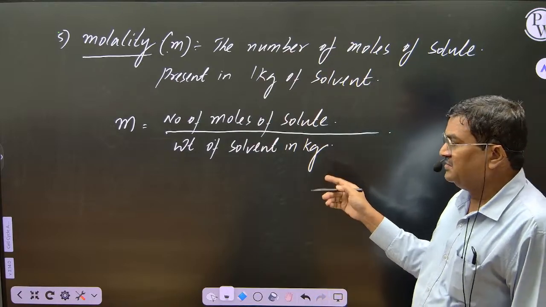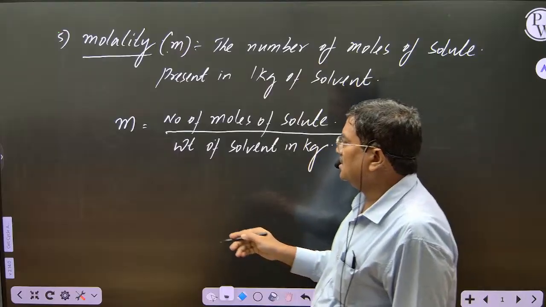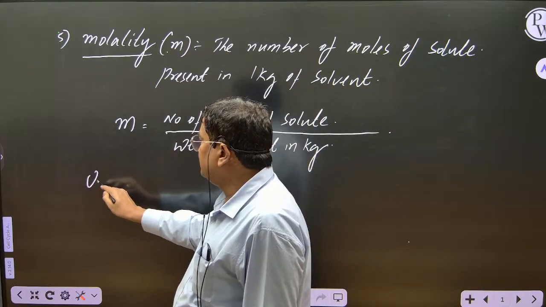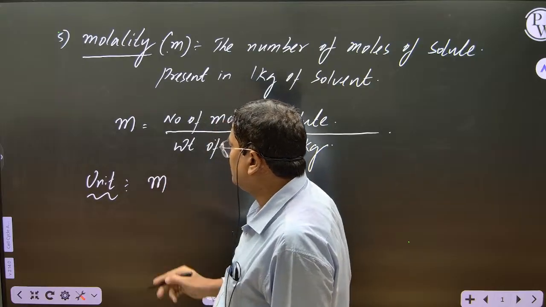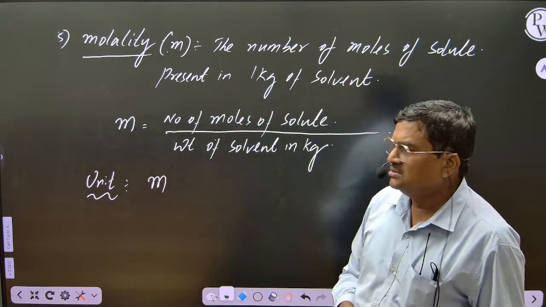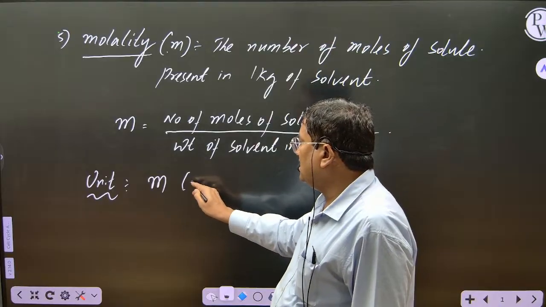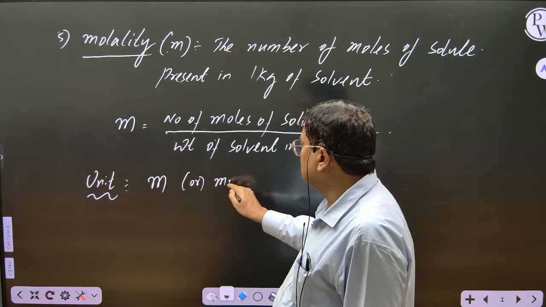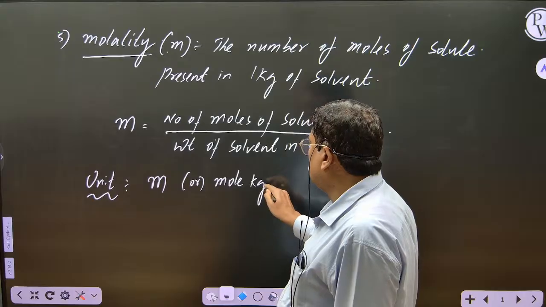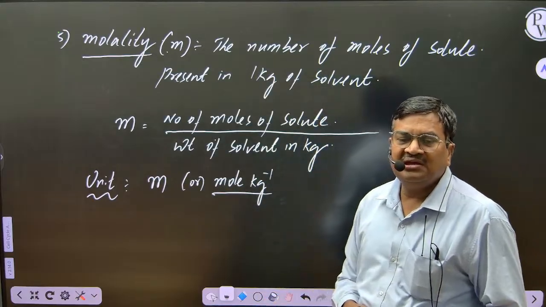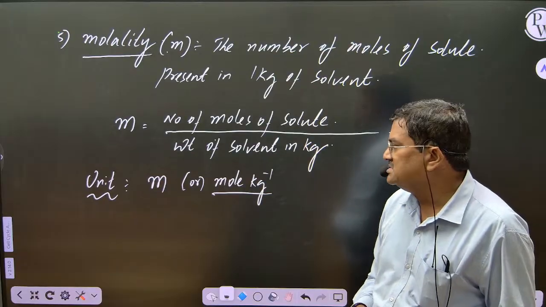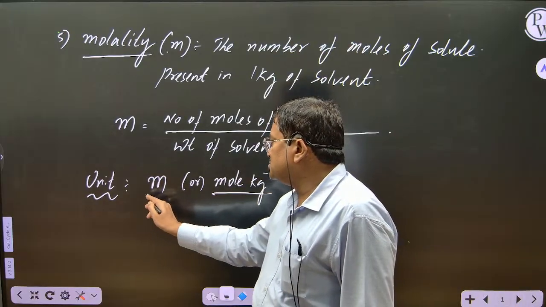Now what is the unit for molality? If you see the unit for molality, it is represented as small m, that is molal, or we can even write mole per kg. This is the unit for molality. Either molal we write, or we can even represent it as mole per kg. Understood, students? Copy this.